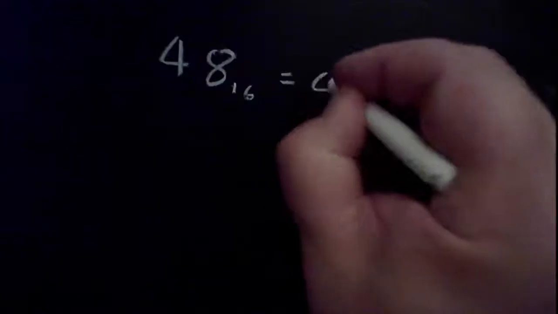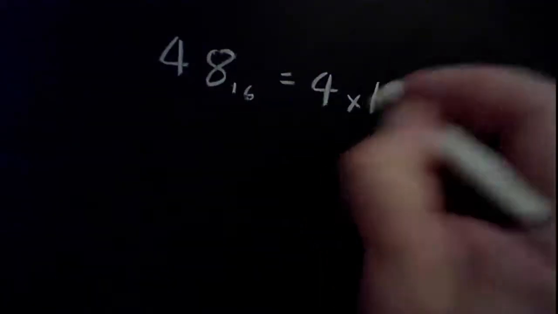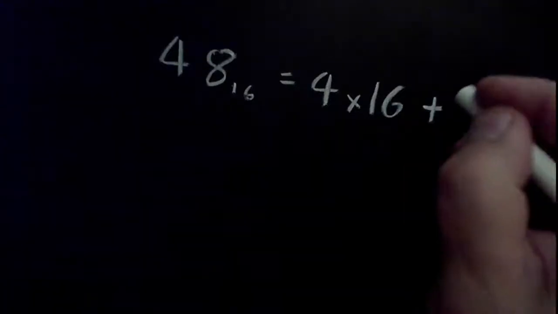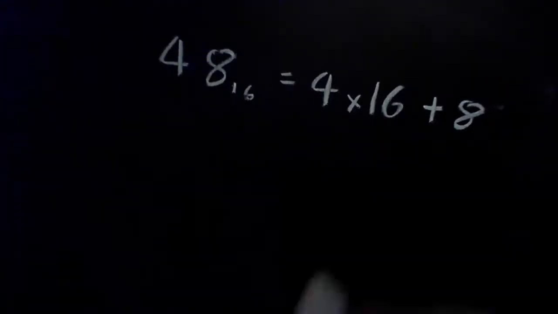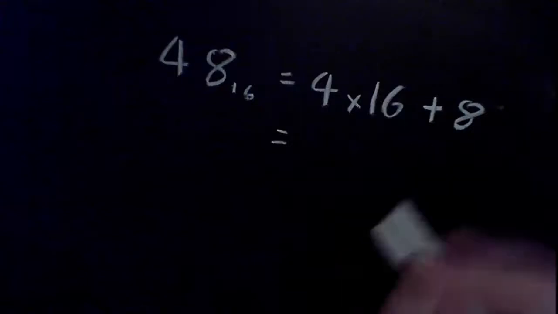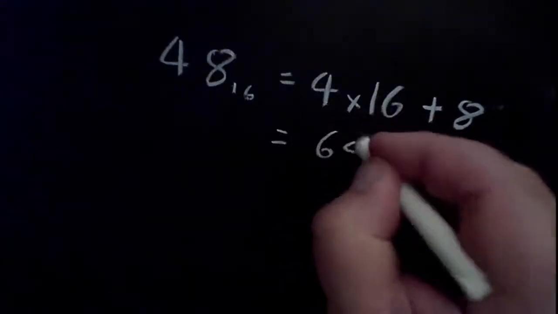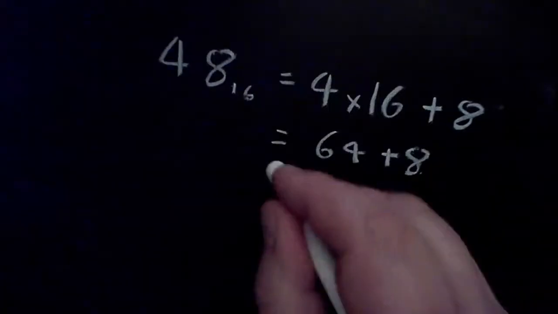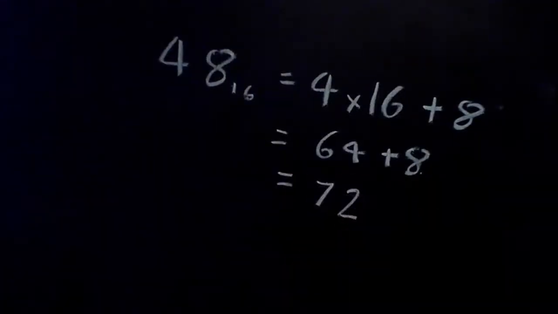You just take the first digit, which is 4, and you times it by 16. So you do the same thing each time. You just take the first digit, times it by 16, and then you add the second digit, the 8 in this case. You have to show all your working when you do these, so do each little step. That's 64 plus 8, which is equal to 72. And that's it. Just times the first digit by 16 and add the second digit. Let's have a look at another one.